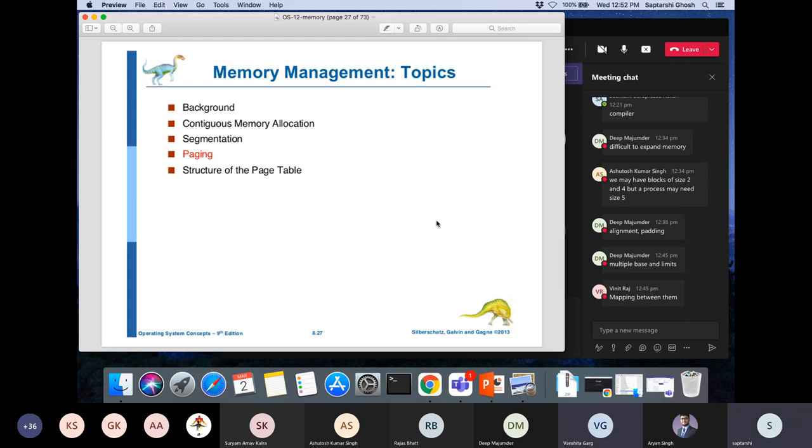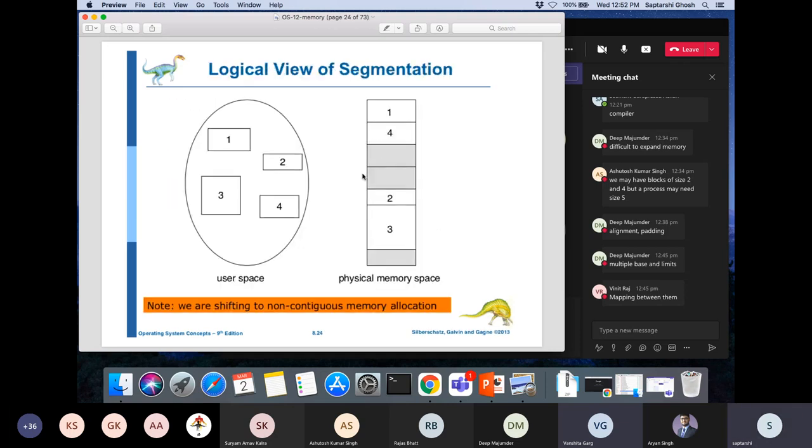Okay, so again, we understood contiguous memory allocation would be the simplest, but there are problems like fragmentation and not being able to expand memory. So now we are moving to segmentation and paging. I hope you understand that since we have removed the contiguous allocation, it is possible to give some extra space to this process.